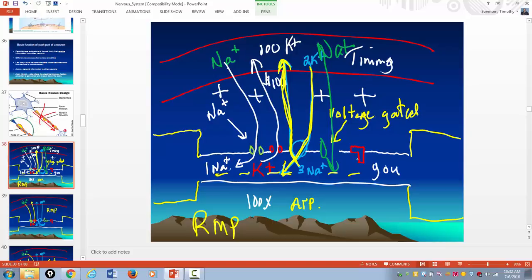And when a voltage gated potassium channel opens, the same thing happens. Potassium, tons of potassium rush out. So the voltage gated channels are involved in repolarization and depolarization of that node. That's what produces the electrical impulse. That's what produces the action potential.